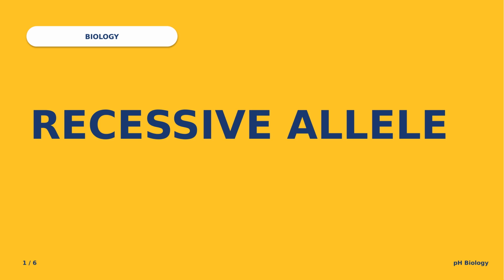Today's explainer is the recessive allele, the one that only shows up when you have two copies. By the end of this video, you'll know what carrier means, why recessive diseases skip generations, and how to hand a Punnett square.